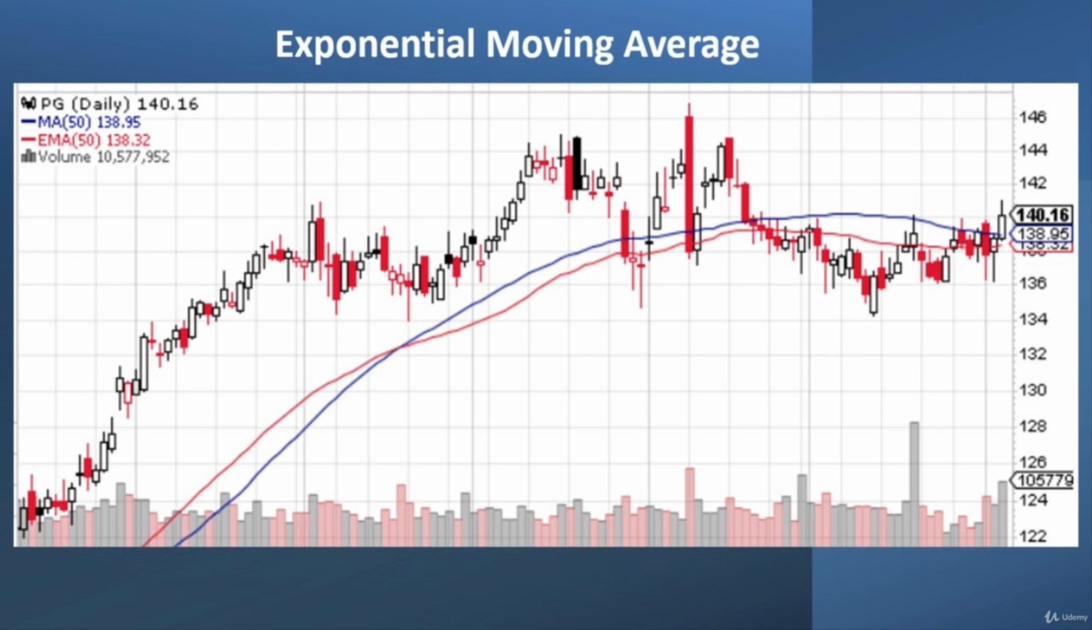But this way you can see the different weighting, or you could use a different type of weighting around that, weighting more recent prices versus prices longer back. You can even see how they cross over at times too.